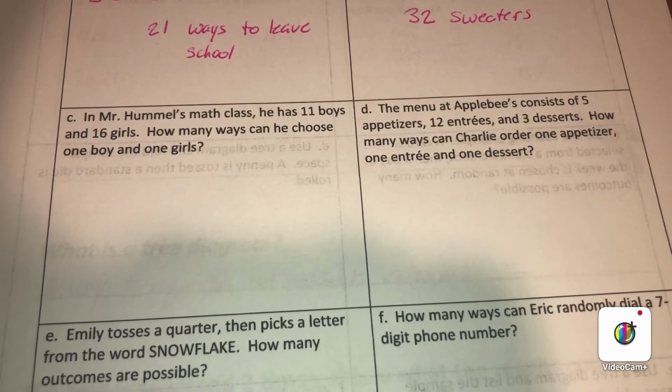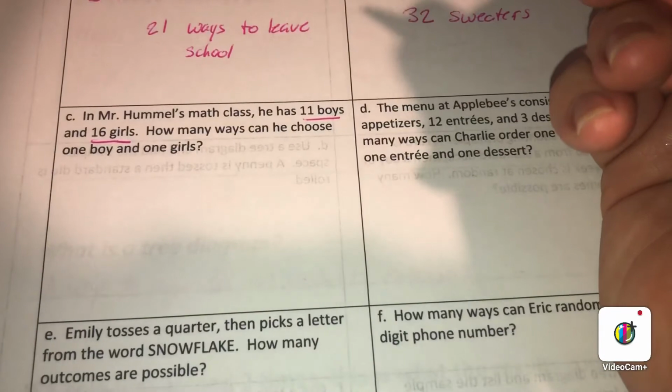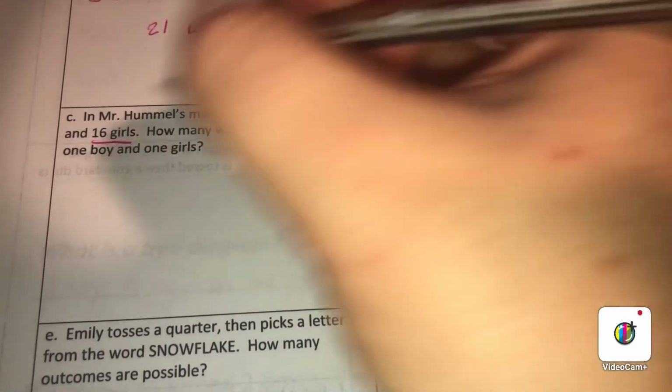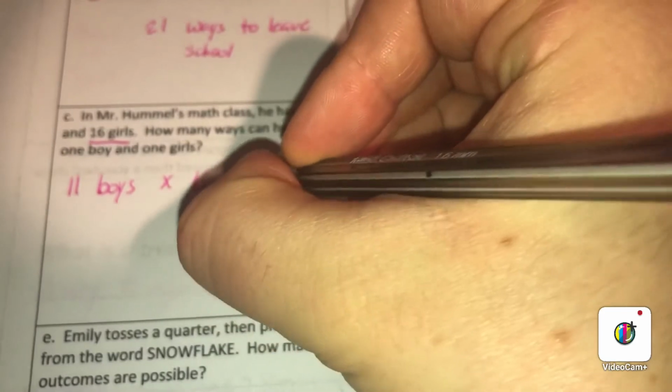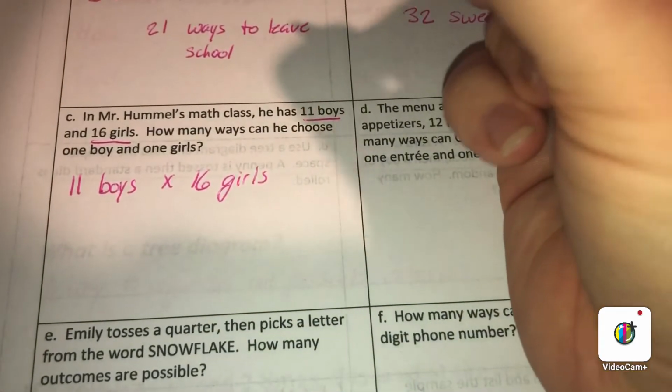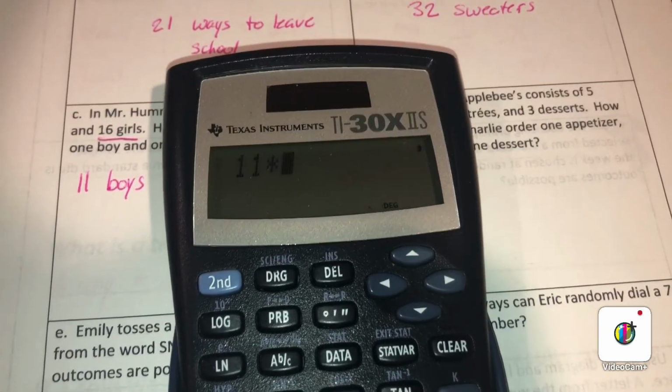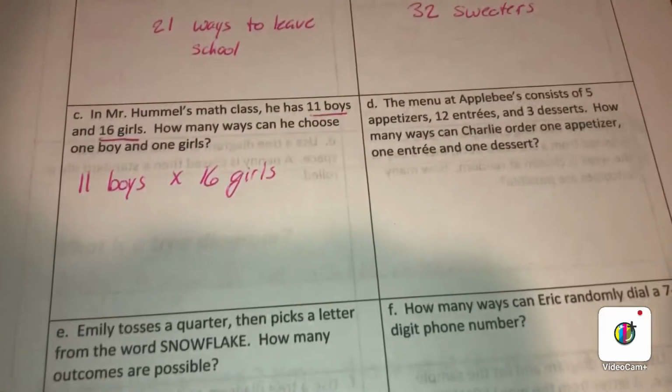In Mr. Hummel's math class, he has 11 boys and 16 girls. How many ways can he choose 1 boy, 1 girl? So 11 boys times 16 girls would give you, so multiply 11 times 16, 176 choices.